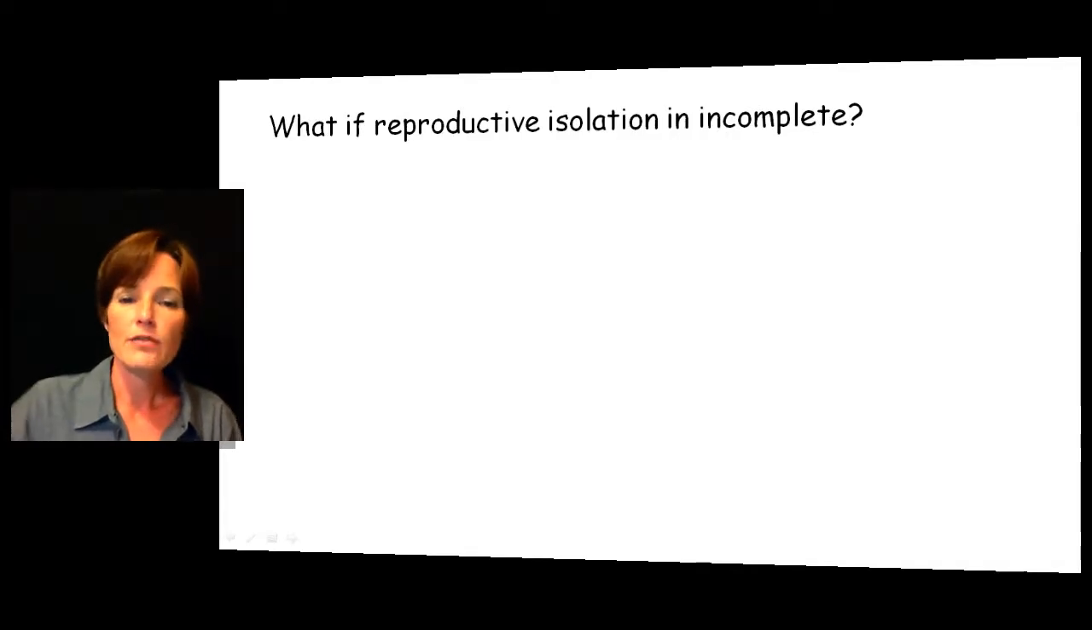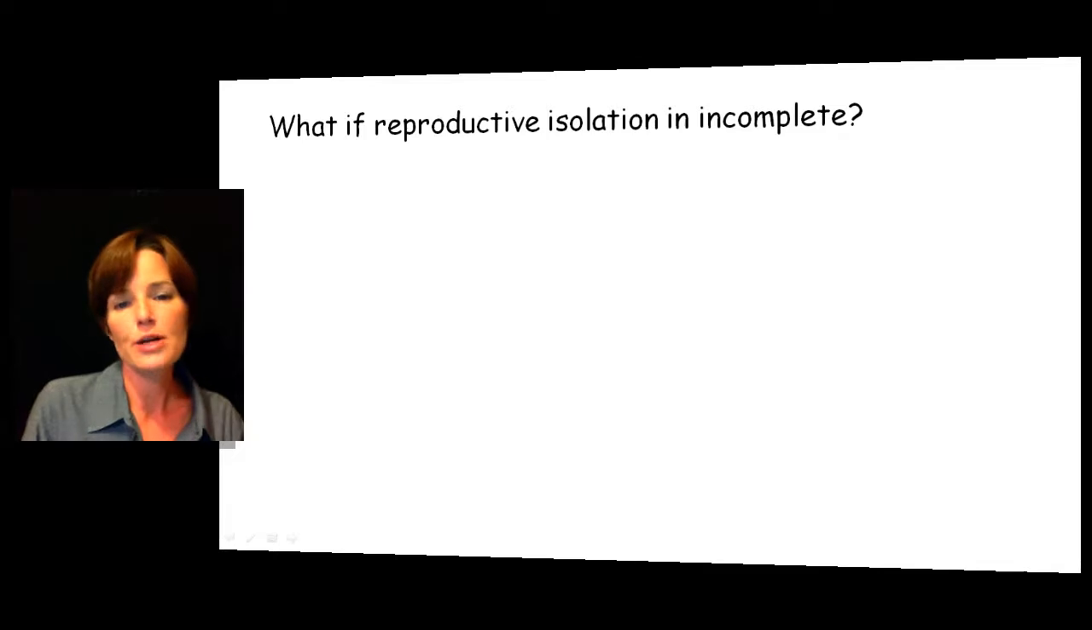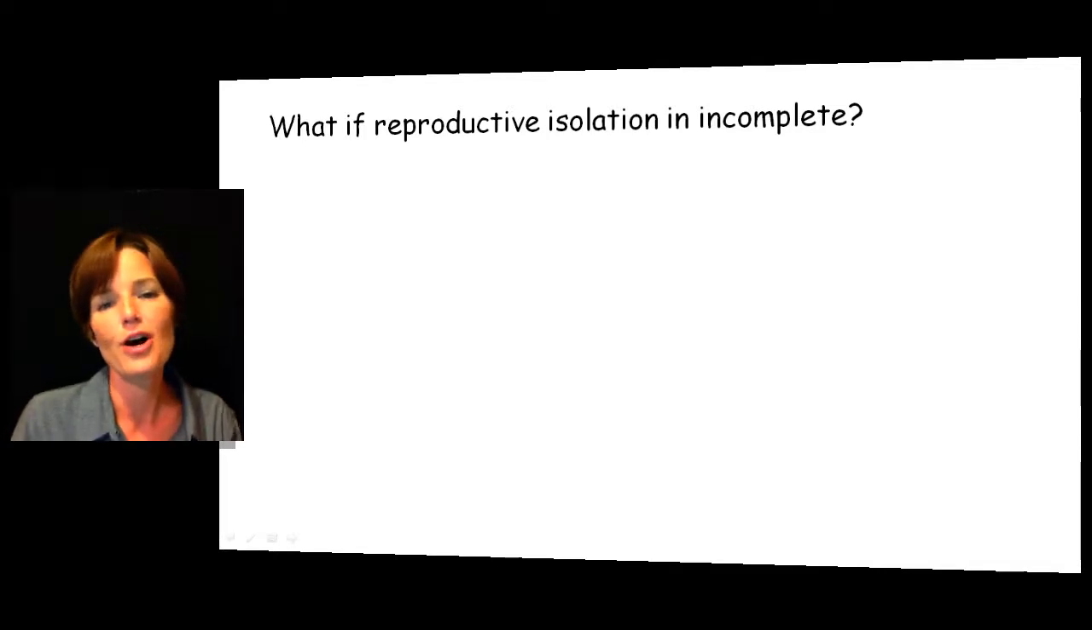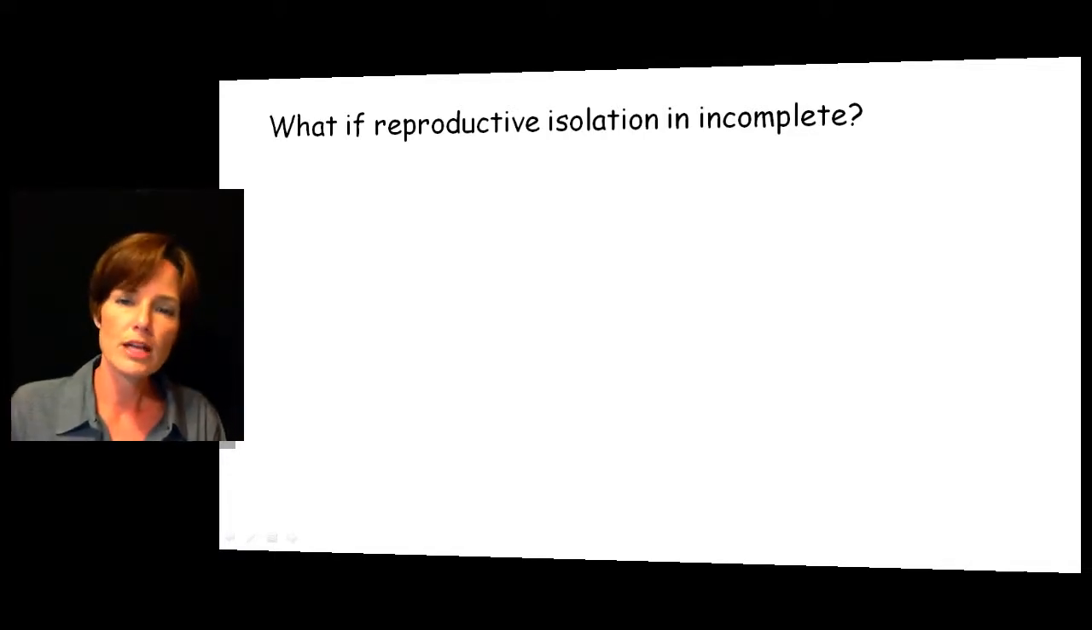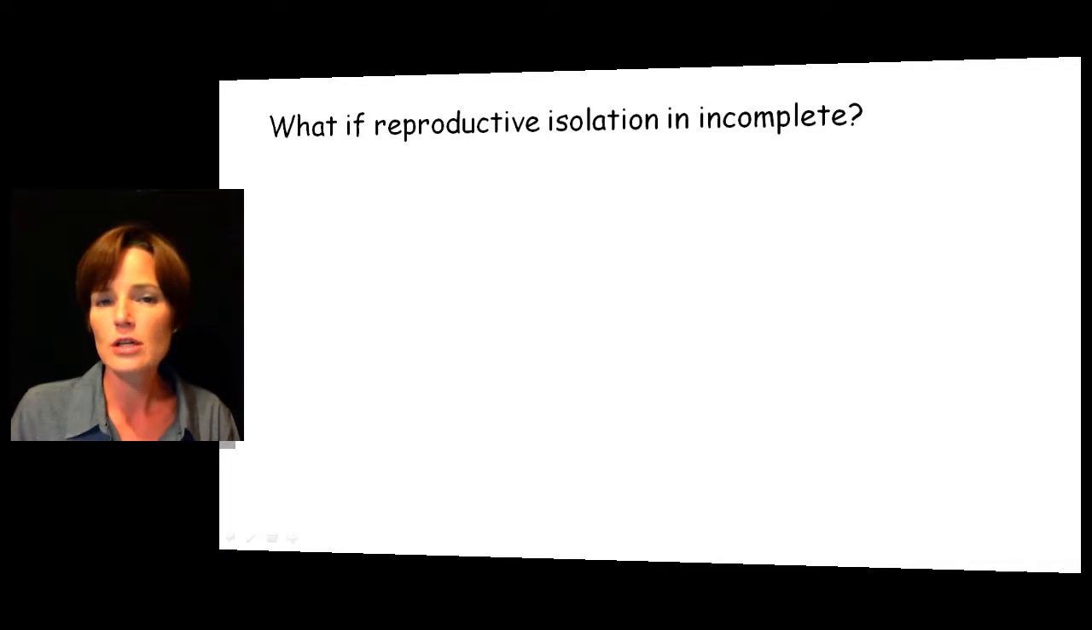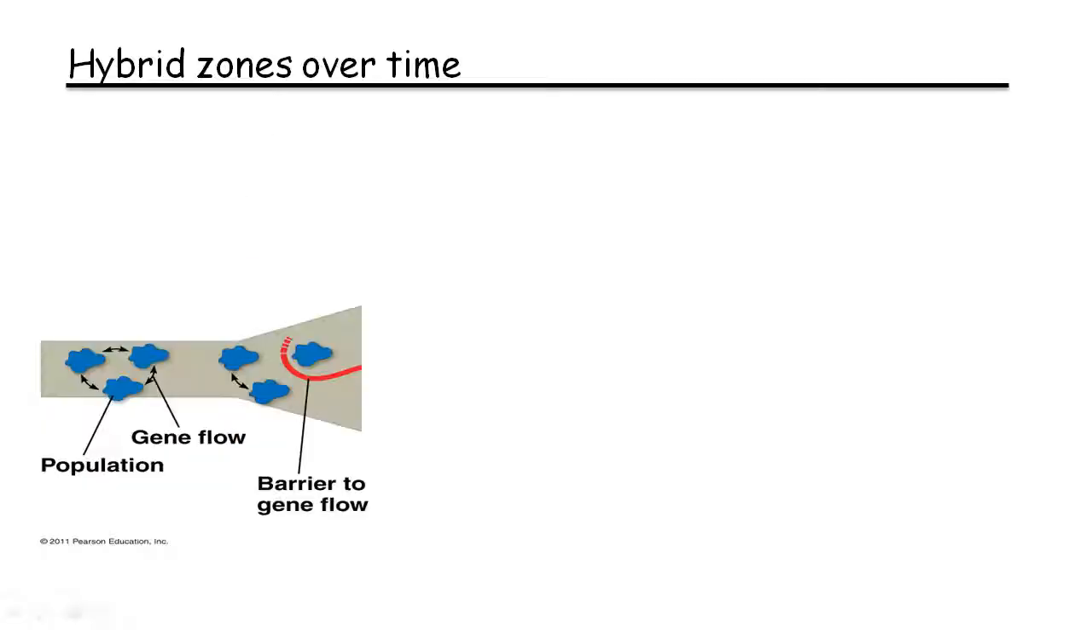Okay, so what if we end up with some reproductive isolation, but not all the way reproductively isolated? This is very common. So keep in mind that speciation takes time. So you may get some species that do prefer one mate over the other, or one mate look over another, but maybe there's not a whole lot of those that they are preferring. So we get a lot of hybrids formed.